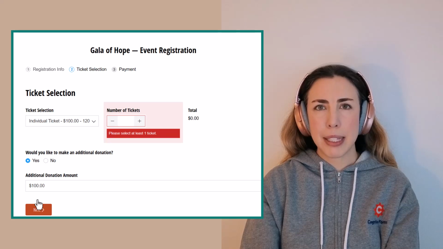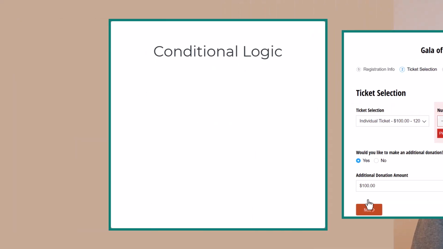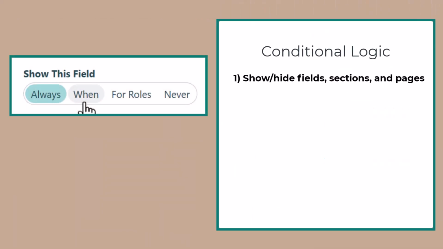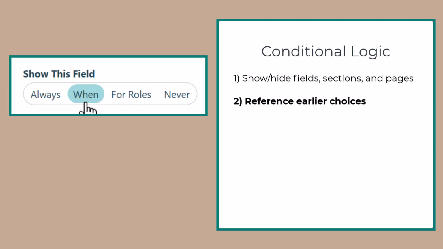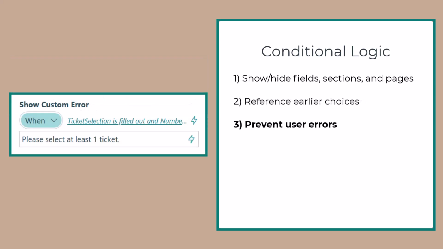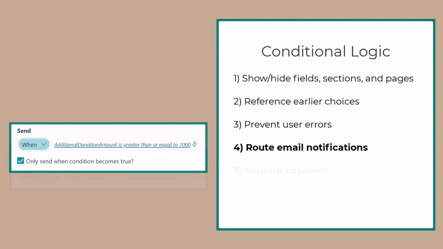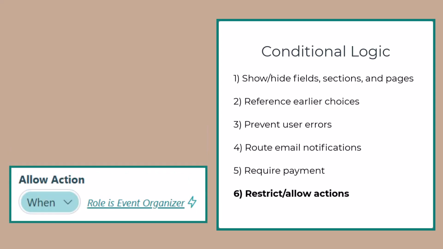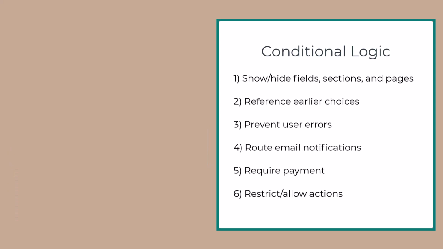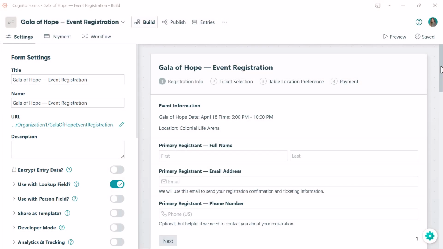users from making mistakes. In this tutorial, I'll show you how to show or hide fields, sections, and pages, reference earlier choices, prevent user error by adding custom messages, route emails to specific people, require payment, and restrict or allow certain actions. For each of these instances, I'll show you how to apply conditional logic using an event registration form. First, let's look at the basic use case, how to show or hide fields.